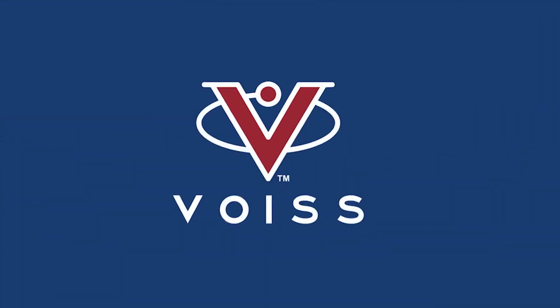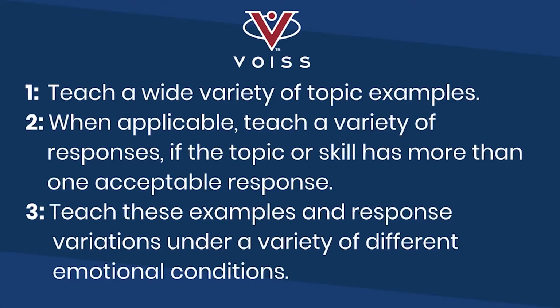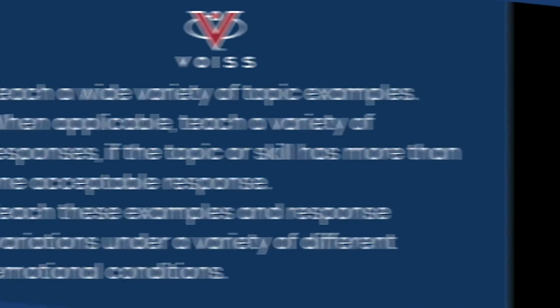Multiple exemplar training can be used by educators to facilitate the practice and generalization of learned social skills. This generalization tactic involves teaching a wide variety of examples of the topic or skill, and teaching a variety of responses if the topic or skill has more than one acceptable answer, and teaching these examples under a variety of different environmental conditions. Now, the more examples you teach the learner, the more likely the learner will respond in a desired way to untrained examples.